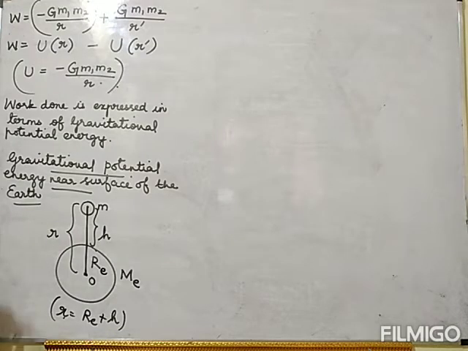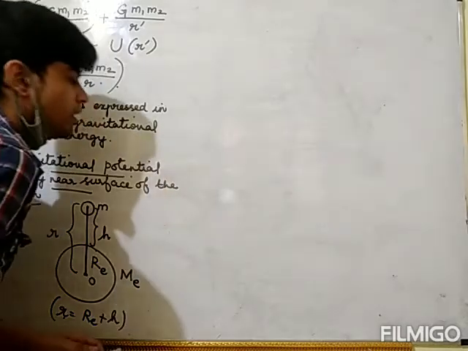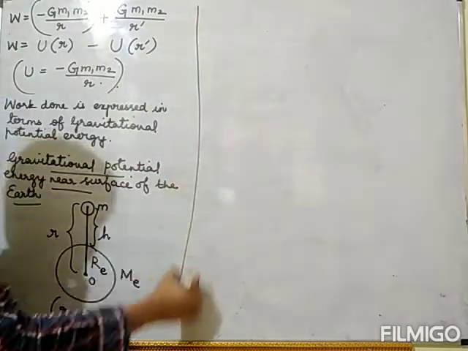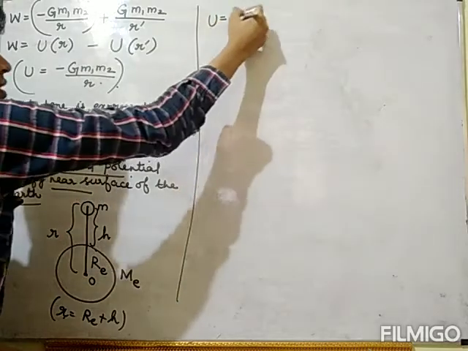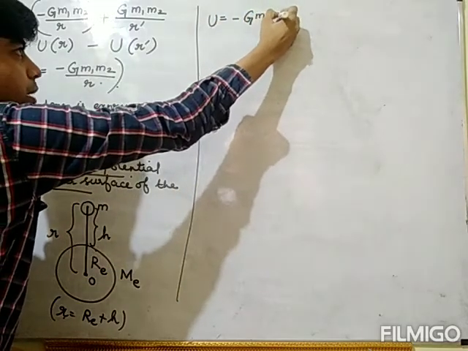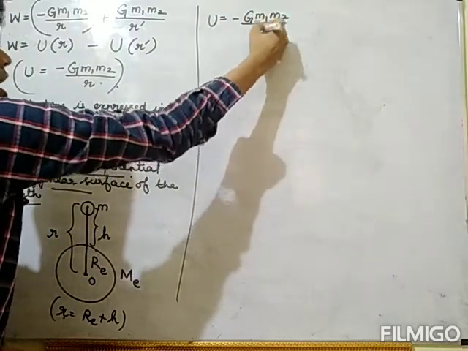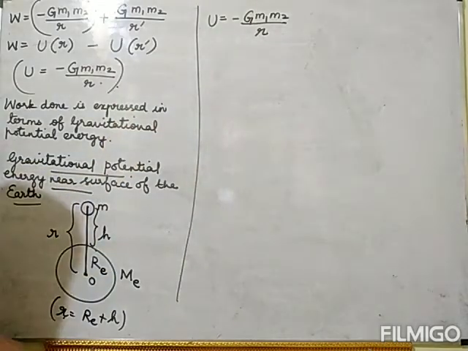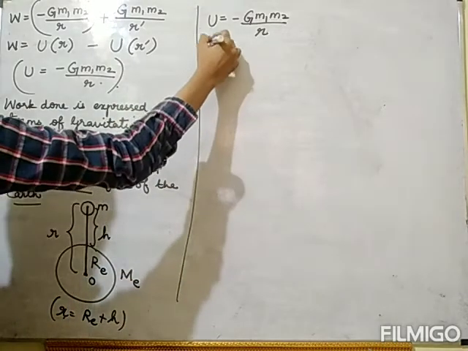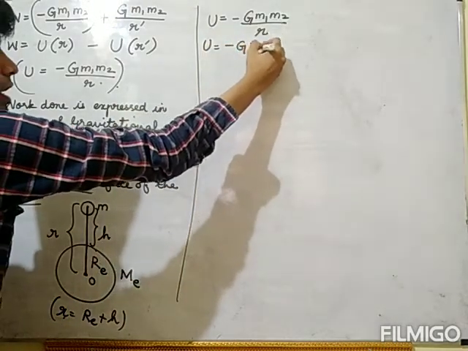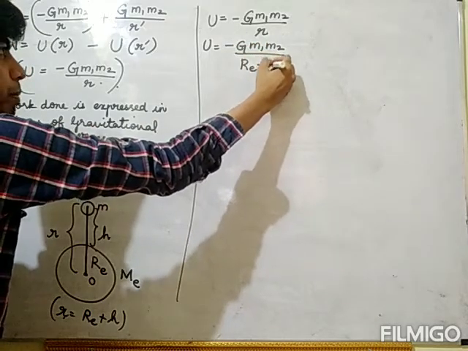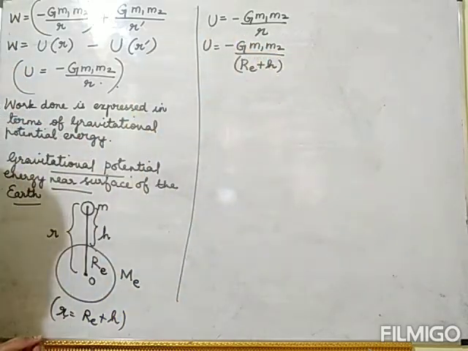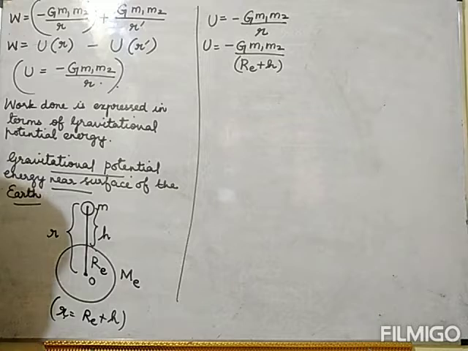Now we have to find out gravitational potential energy. So what is the formula for potential energy? Potential energy U is equal to minus G m1 m2 by R. So instead of R, I am substituting this formula. So U is equal to minus G m1 m2 divided by Re plus H. Okay, understood?